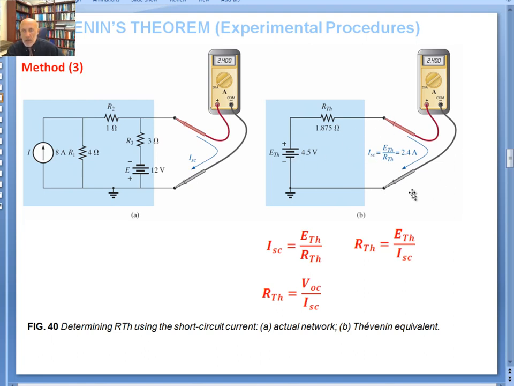The current that you'll be reading with the ammeter is simply equal to E Thevenin divided by R Thevenin. That's your I short circuited. If I solve for R Thevenin, then it would be equal to E Thevenin divided by I short circuited. So V open circuited is your E Thevenin, so you make that measurement, and then you measure I short circuited here, and take a ratio of those two.